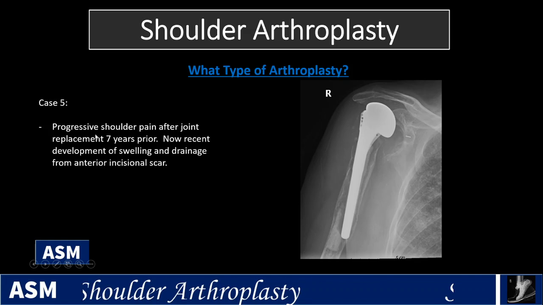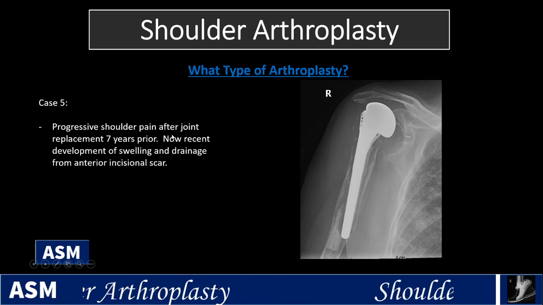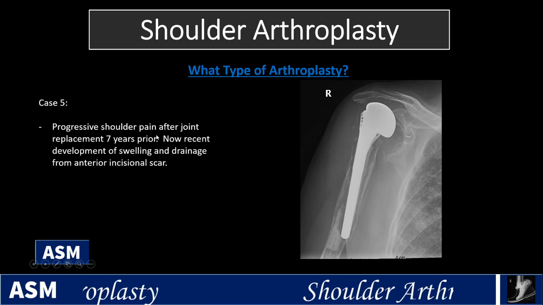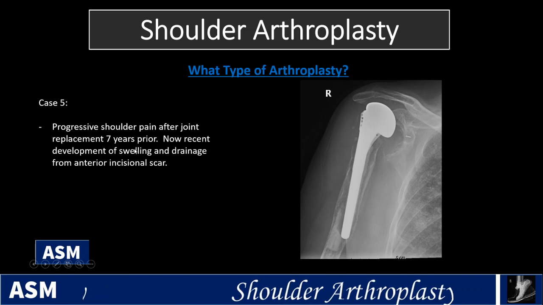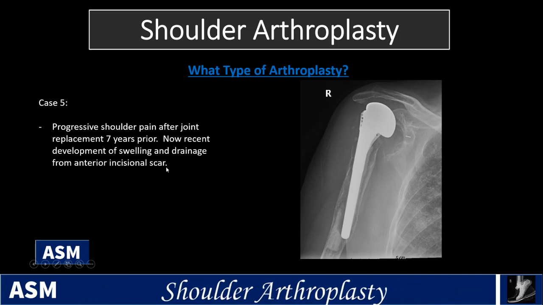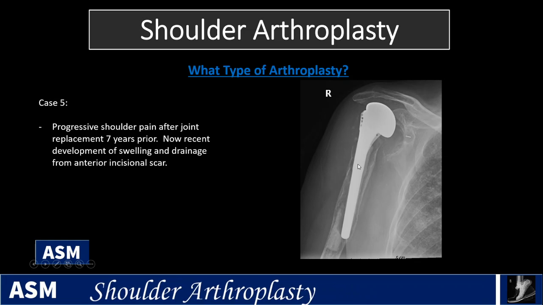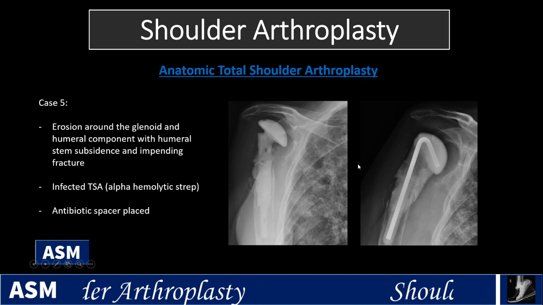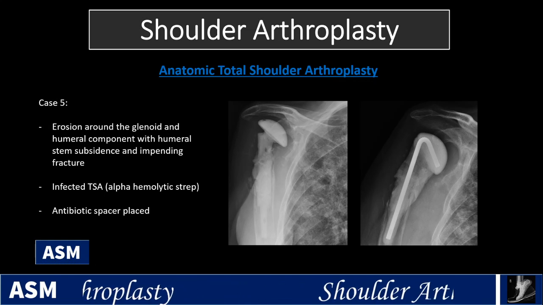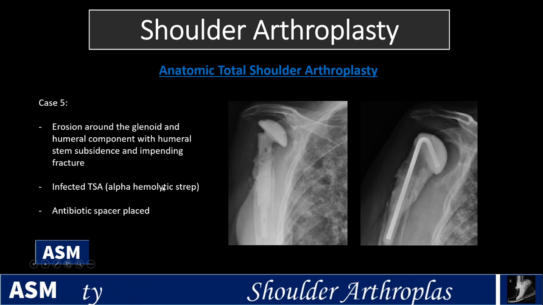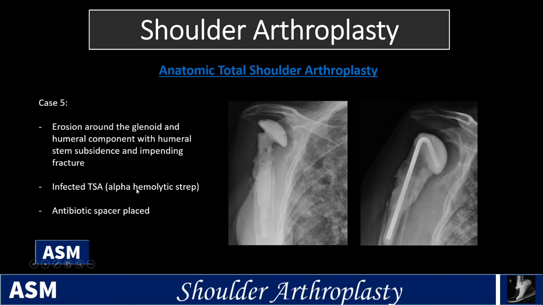And then when you look at the history that I gave, so progressive shoulder pain after a joint replacement 7 years ago, new recent development of swelling and drainage from a scar, so you're thinking infection. And at surgery, this was cultured, there was pus, and it was an infected total shoulder. It was alpha hemolytic strep.